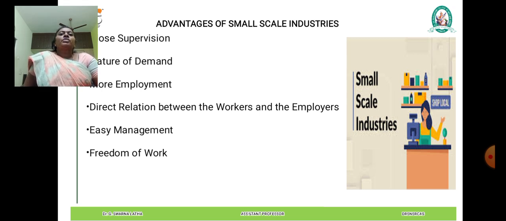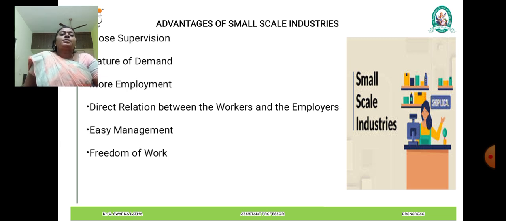Next, we can see the advantages of small scale industries. Close supervision. The small producer can himself supervise the minute details of the business. Nobody is allowed to spoil machinery or waste materials. The master's eye is everywhere. There can be no fraud or idleness. He will exercise utmost economy to achieve the aim of maximum profits.